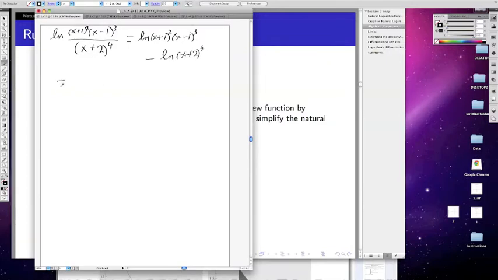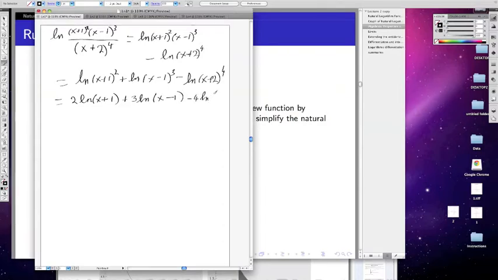And then we can further break up this first expression as the natural log of (x plus 1) squared plus the natural log of (x minus 1) cubed, minus the natural log of the denominator. And now we can use the power rule to simplify that further. That's twice the natural log of x plus 1, plus 3 times the natural log of x minus 1, minus 4 times the natural log of x plus 2.